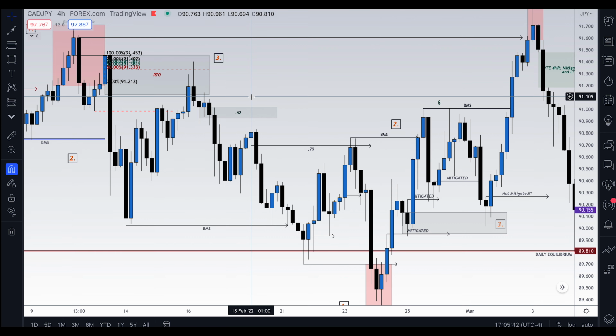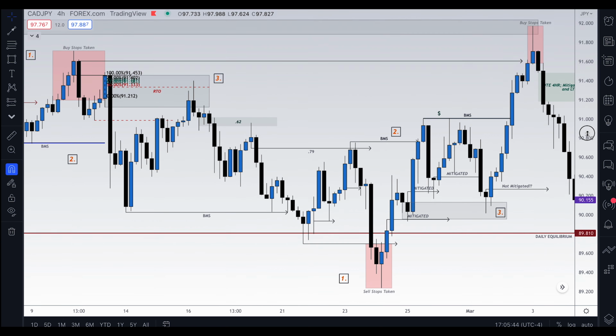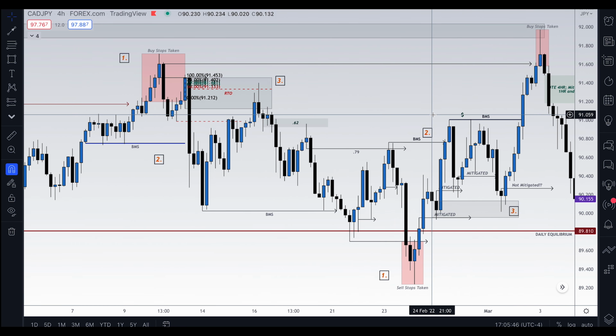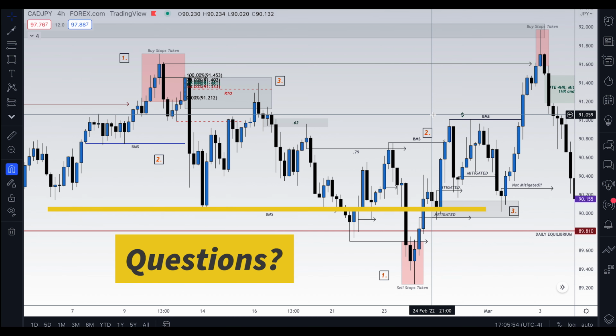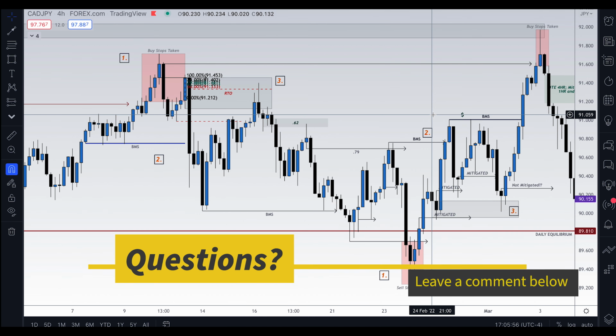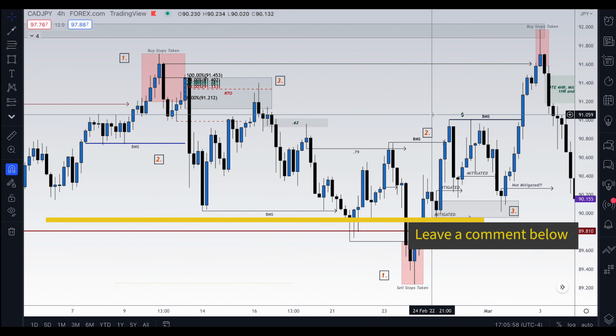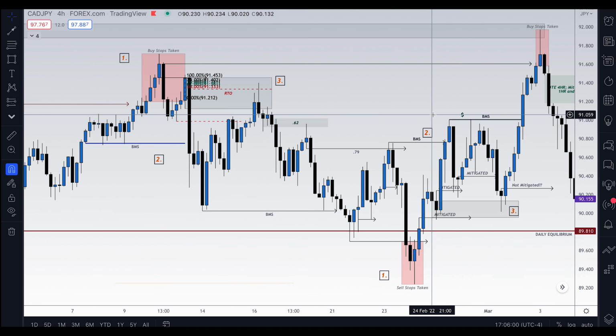So definitely take these concepts and apply them to your trading. I am very curious to see the type of success that you have with this. So feel free to drop your thoughts in the comment section. Let me know how it works out for you.